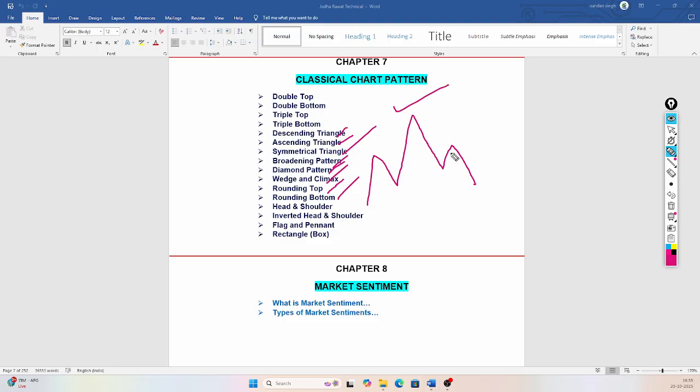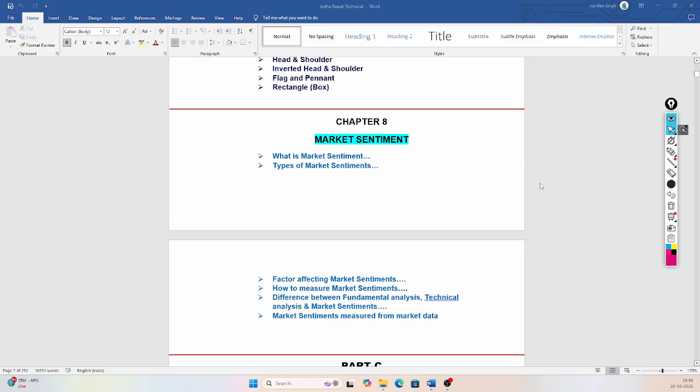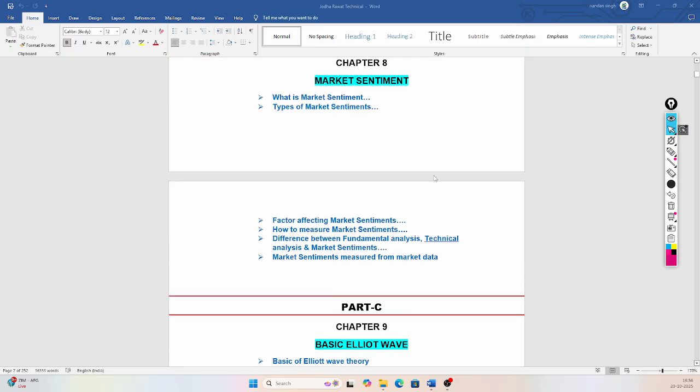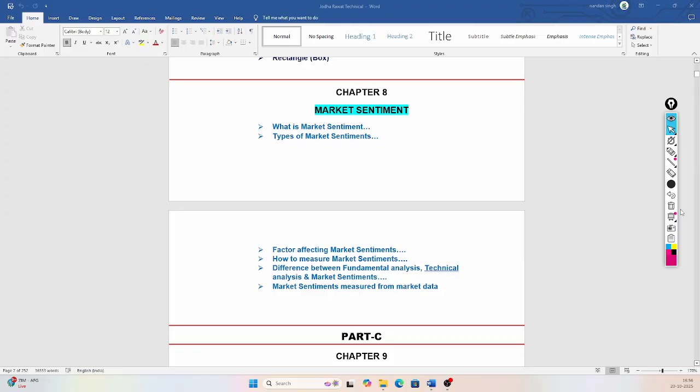It looks like a head and these are shoulders. Inverted head and shoulder, flag and pennant, rectangle box. We are all going to learn these things. Then we have chapter number 8 and then part C.